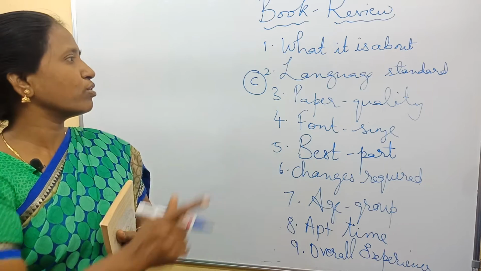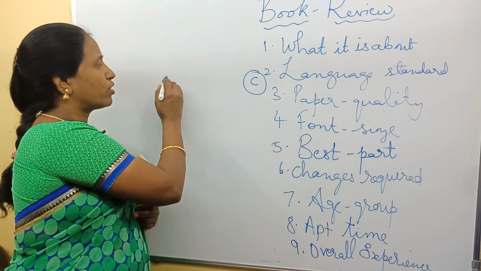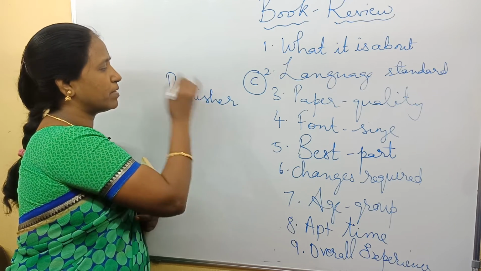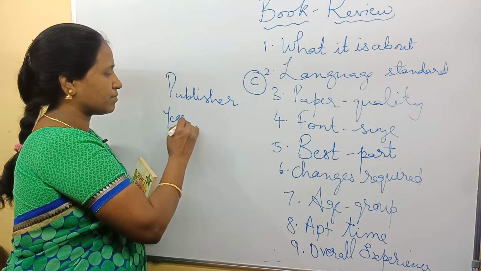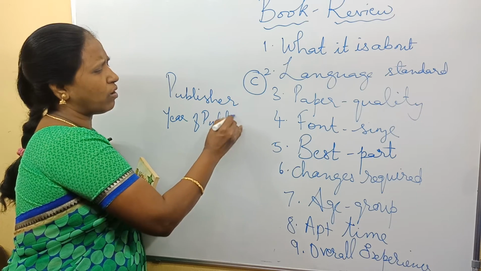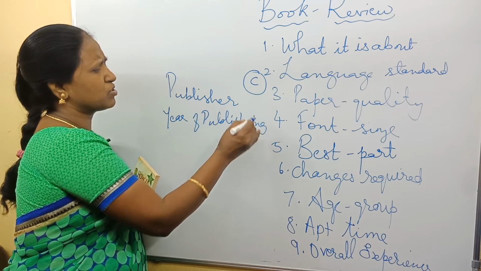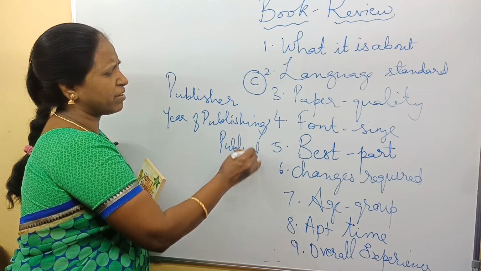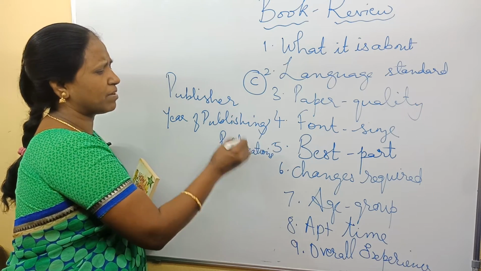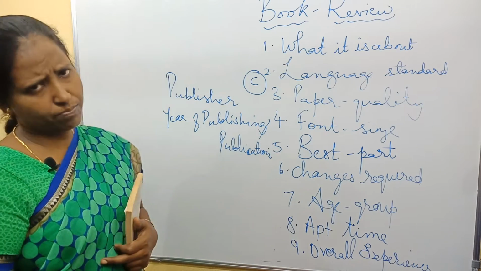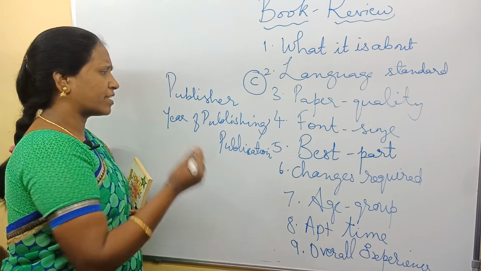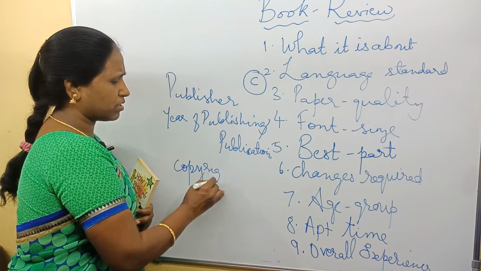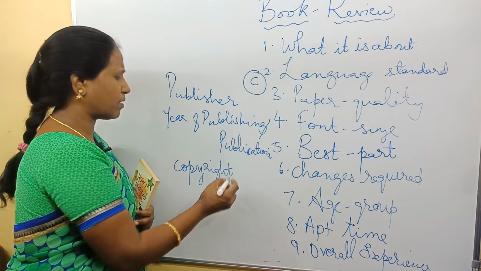What I told you: when you are purchasing a book, what you ought to look for is the name of the publisher, year of publishing, name of the author, publication. If there are many years, like first published, second published, you can take the first published year. And the copyright holder, generally the authors or the publishers.